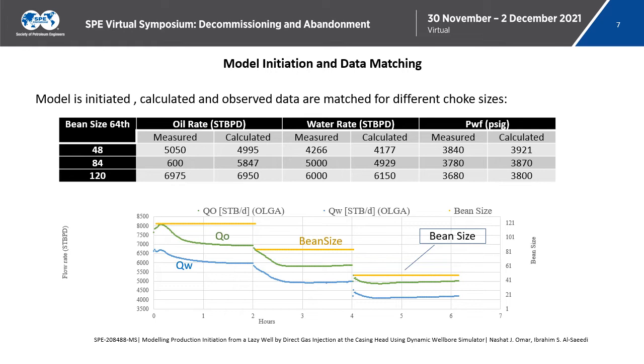Additionally, the plot below shows the transient behavior inside the wellbore simulator once the production starts. It shows the production starts to stabilize after 1 hour of each choke size increment or decrement.